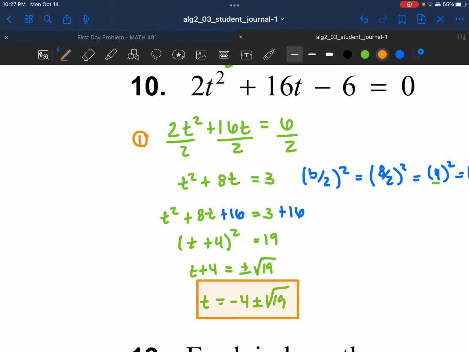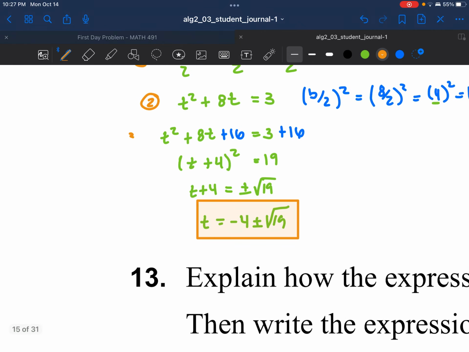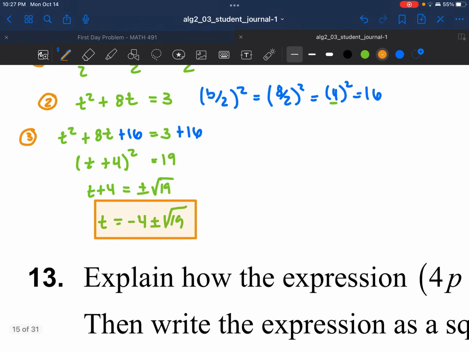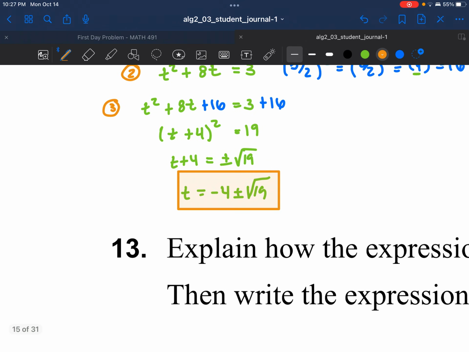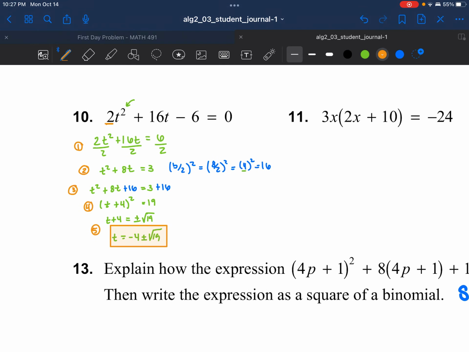So step 1 is to make sure that our first term, our leading coefficient, is 1. Step 2 is to subtract our original c value to the other side. Step 3 is to complete the square by adding the complete the square constant to both sides. Step 4 is to factor and simplify the right side. And step 5 is to take the square root of both sides and then find your answer.